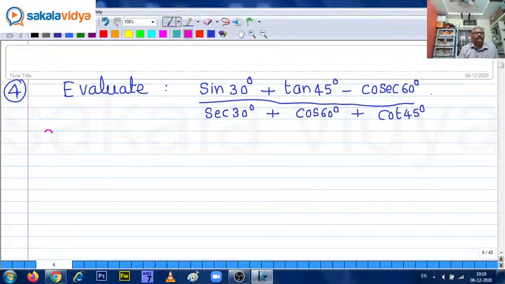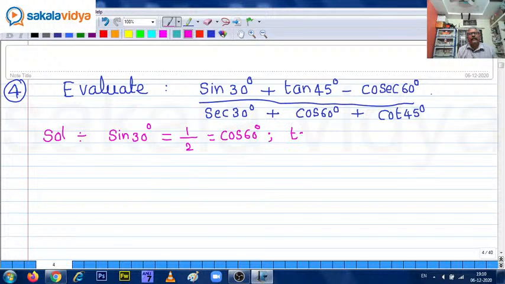Okay, solution. So first, sine 30 degrees. Sine 30 equals 1 upon 2, equal to cos 60. Tan 45 degrees is equal to 1, equal to cot 45 degrees. Okay.